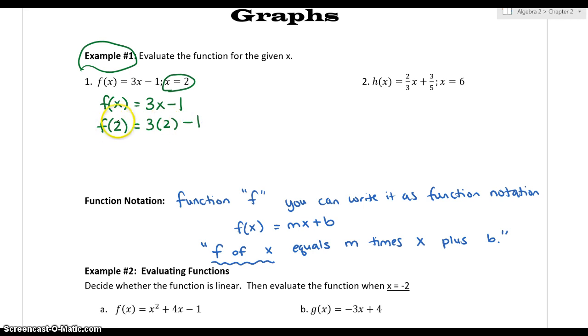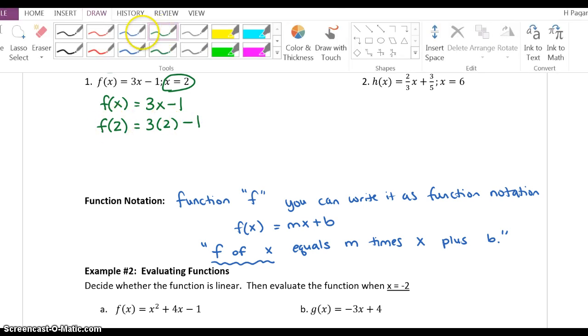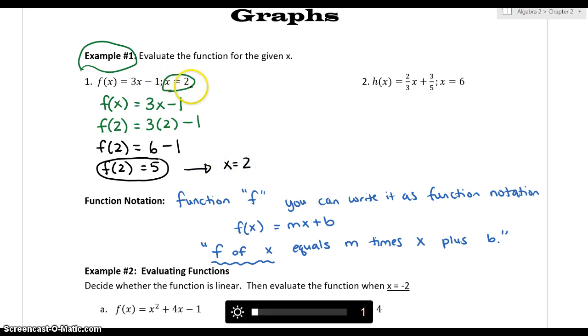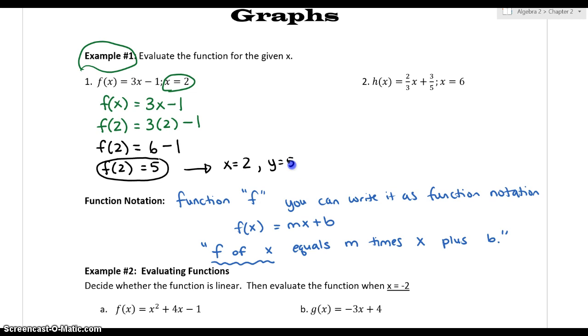Notice that I use parentheses every time I put in the value. Now we are not going to touch f of 2. Remember, that's just a notation, so we're going to leave it alone. It actually means the same thing as y equals. Then we have 3 times 2 is 6, minus 1. So f of 2, don't touch it, equals 5. What this means is that x equals 2, which is no surprise because they told us in the beginning, but it means that y equals 5. Ultimately, that's what that translates to. So f of 2 is the same as y. It's kind of cool.